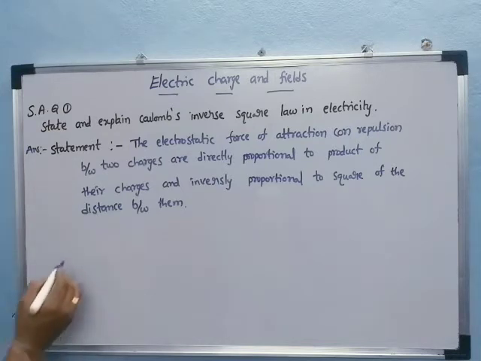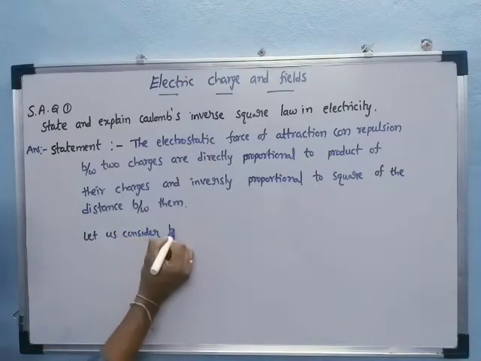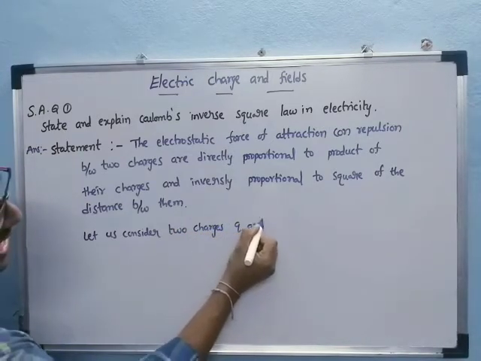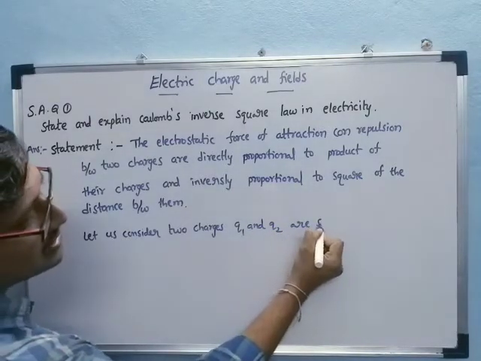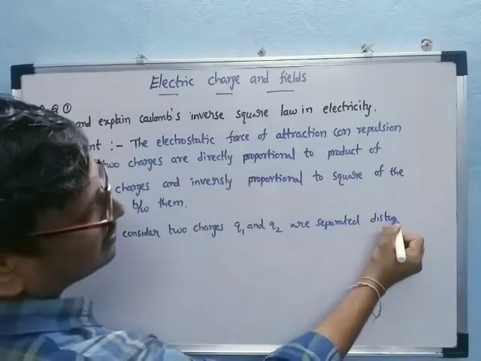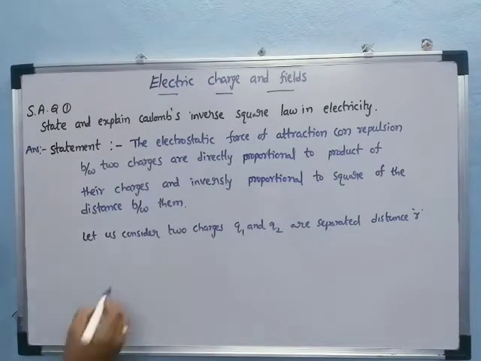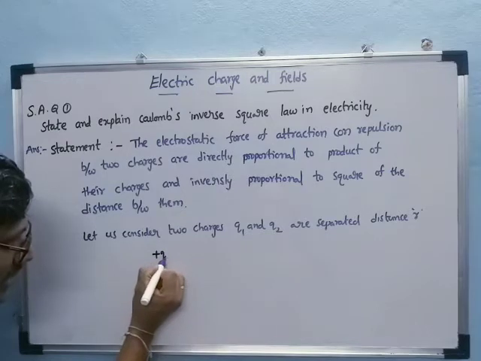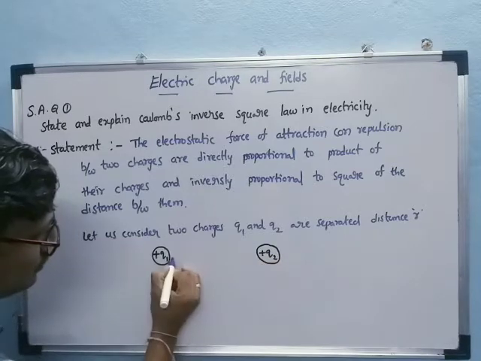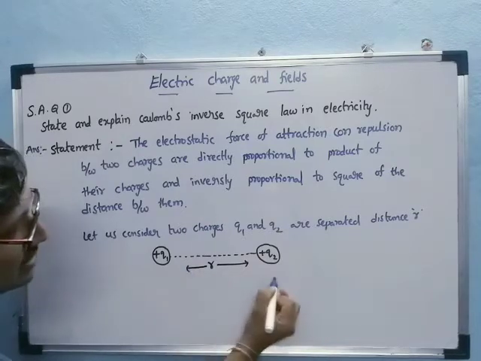So that means, let us consider two charges q1 and q2 separated by a distance small r. For example, here we have taken two like charges. Like charges are nothing but the same charges. This is the q1 charge and this is the q2 charge. These two charges are separated by the distance of small r. This is the like charges.